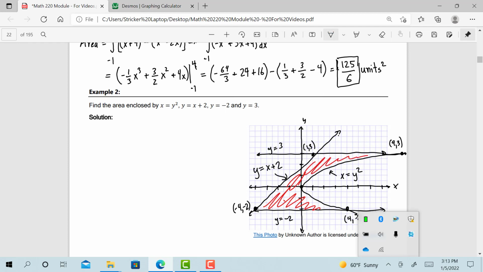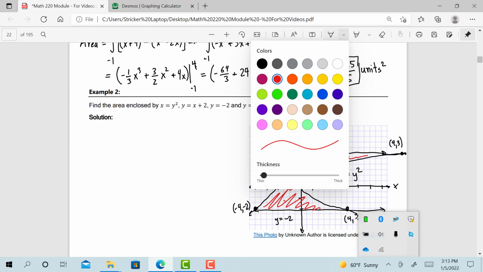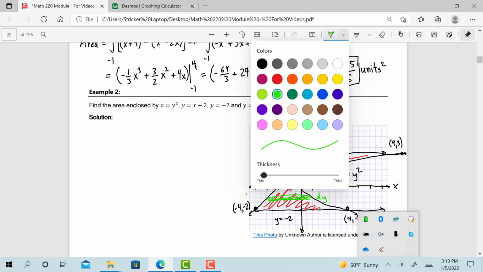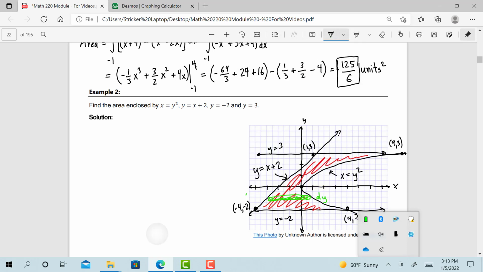And we said that we're going to think of this as left to right. So our representative rectangle is going to go this way. It's going to go from left to right, which means we're going to have a dy in this case. Because it's dy, that means everything needs to be in terms of y. Now this first equation was already x equals y squared, but we need to go ahead and rewrite the second equation. In this case, we have x equals y minus 2.